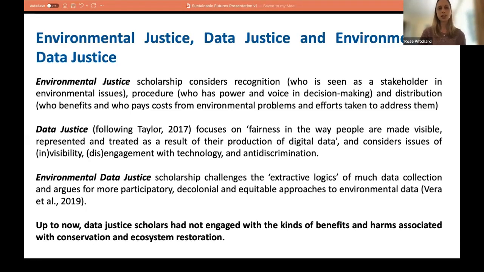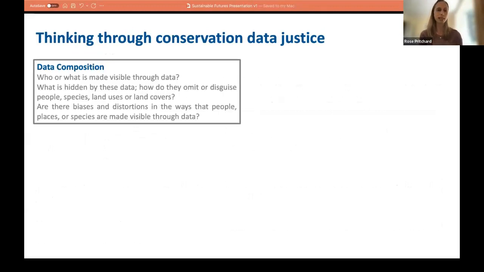And so the first thing we look at is this idea of data composition. And this really links back to those ideas of visibility and of recognition that you see in environmental justice and in data justice scholarship. So who or what is made visible through data? What's hidden by data? And are there biases and distortions in the ways that people, places, or species are made visible? And these are questions that have been asked a lot in fields like criminology, for example, but that haven't been asked to the same degree within conservation.